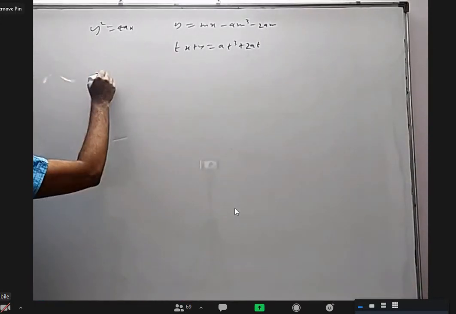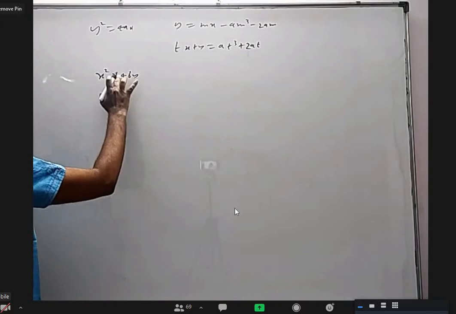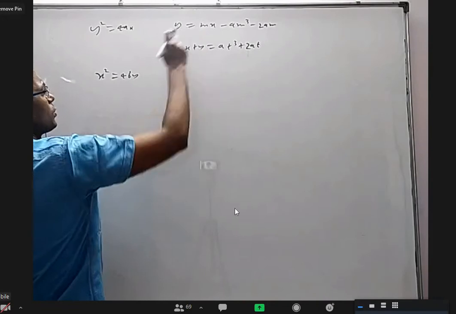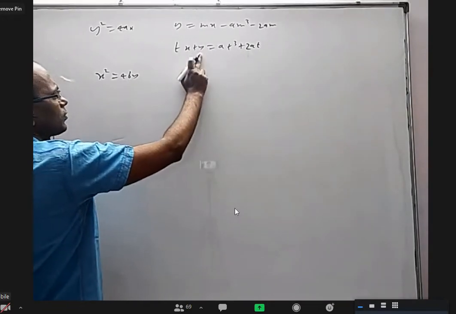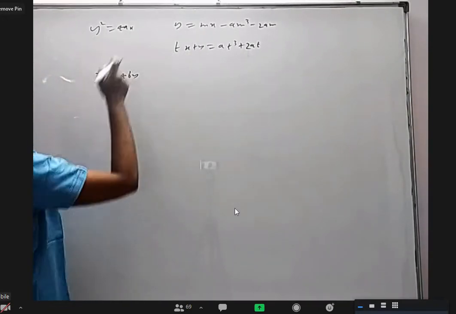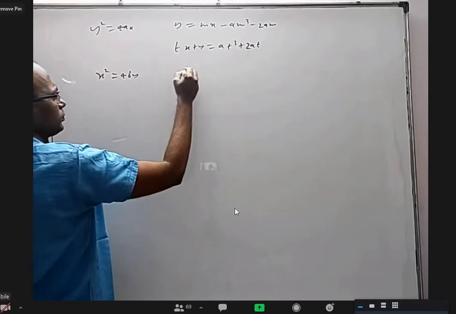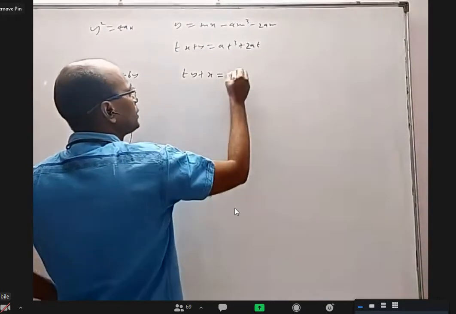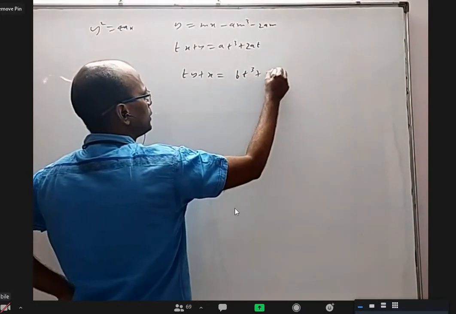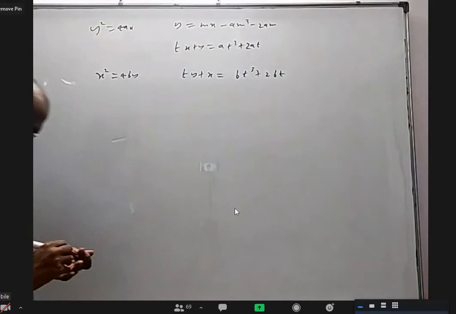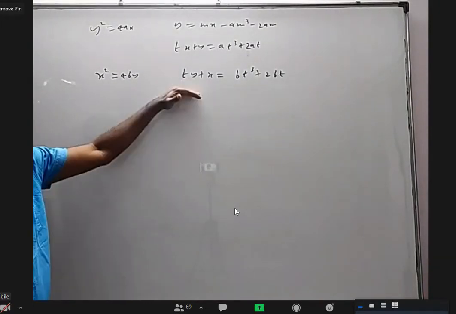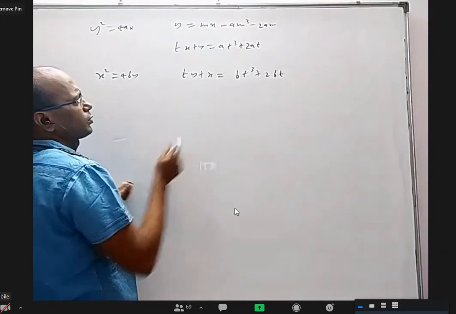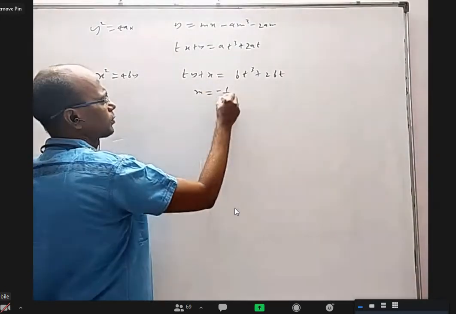But what about x square = 4by? Okay. What is the normal in terms of m? I don't know, we'll see, but this is easy. Interchange x and y. Here you interchange x and y, here also interchange, and I write a as b. So we'll get ty + x = b t cube + 2bt. This is a normal, but if you want it in terms of m, this is the x term, this is the y term. So what is the slope m here? Minus 1 by t.